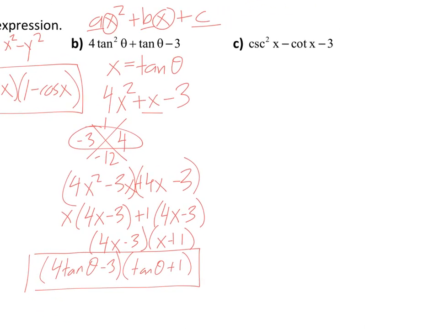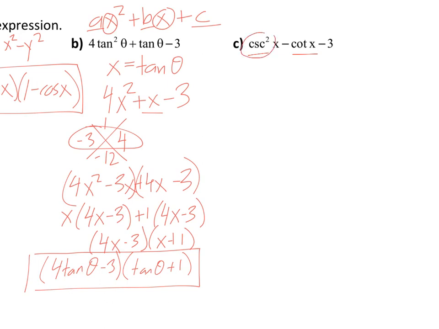One more example, part C. Let's see here, we have cosecant squared x minus cotangent x minus 3. I have two different trig functions here. First thing you want to do is make sure you have the same trig function whenever possible. That always makes life more simple.